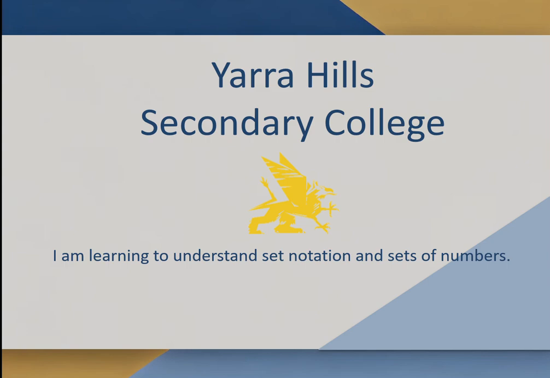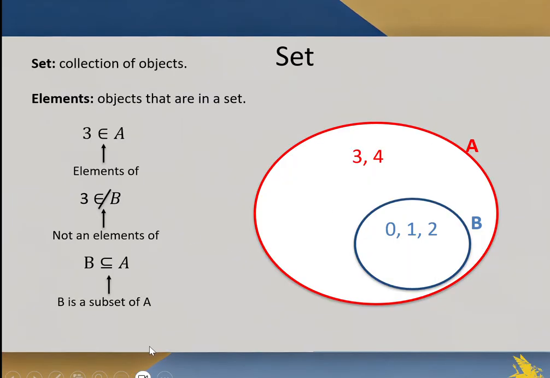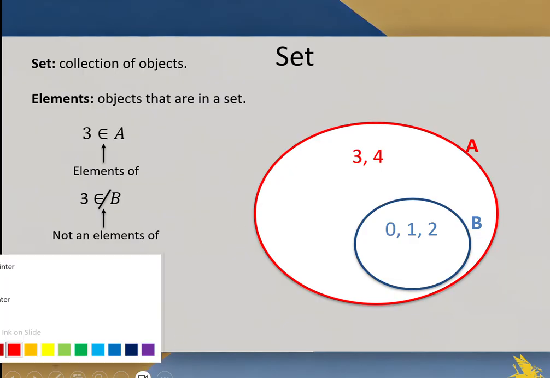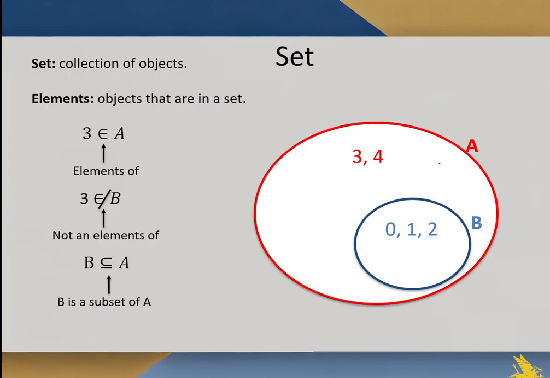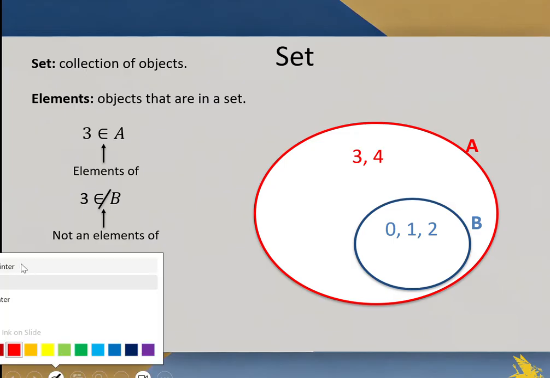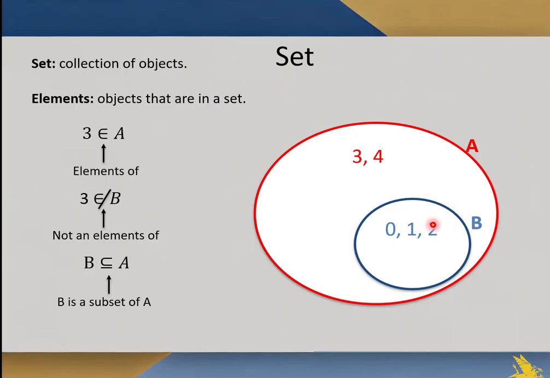To understand set notation and sets of numbers for our first lesson today. A set is a collection of objects. Over here on my Venn diagram, we can see that in set A we've got 3, 4, but we've also got 0, 1, and 2, whereas in B I've just got 0, 1, and 2.